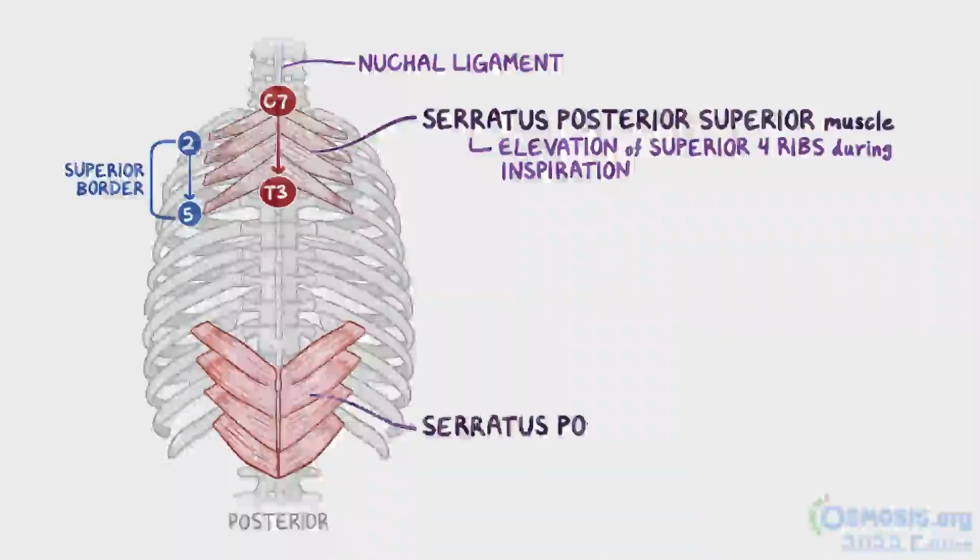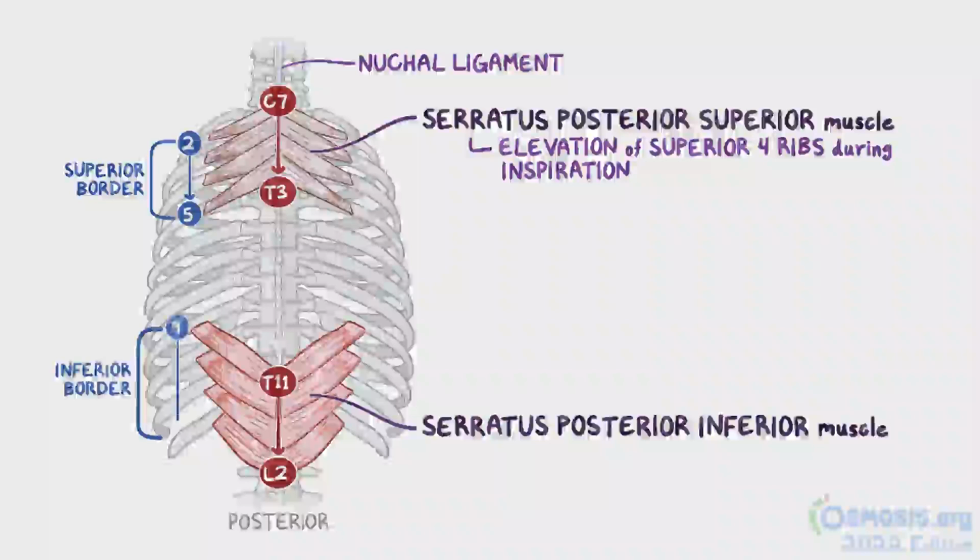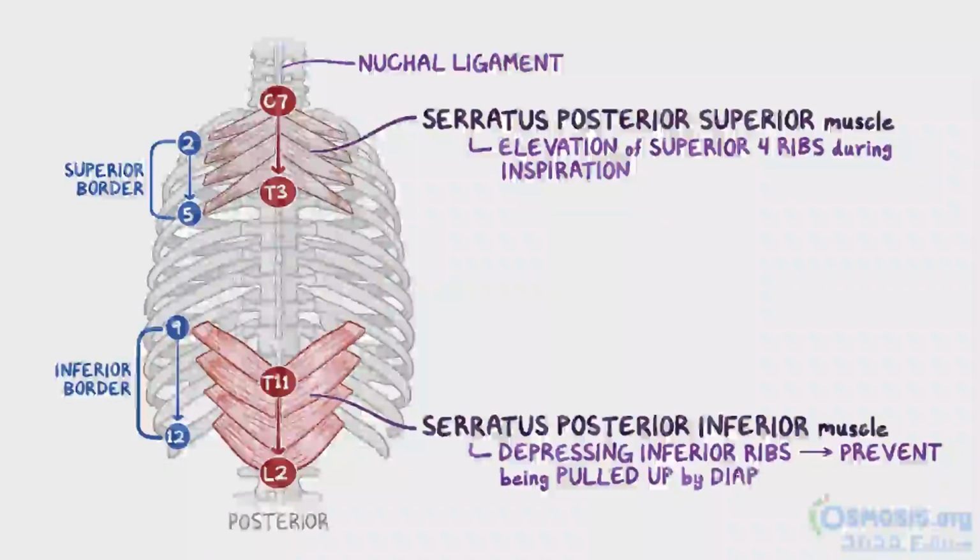The serratus posterior inferior muscles have their proximal attachment at the spinous processes of T11 through L2 vertebrae and their distal attachment at the inferior borders of the 9th through 12th ribs near their angles. Its main action is depressing the inferior ribs in order to prevent them from being pulled upwards by the diaphragm.